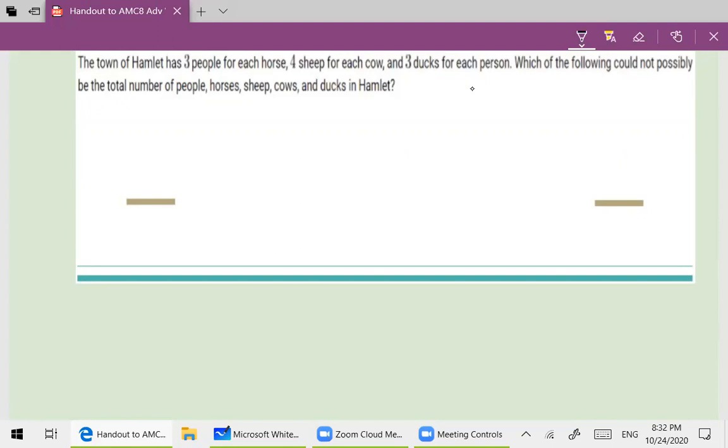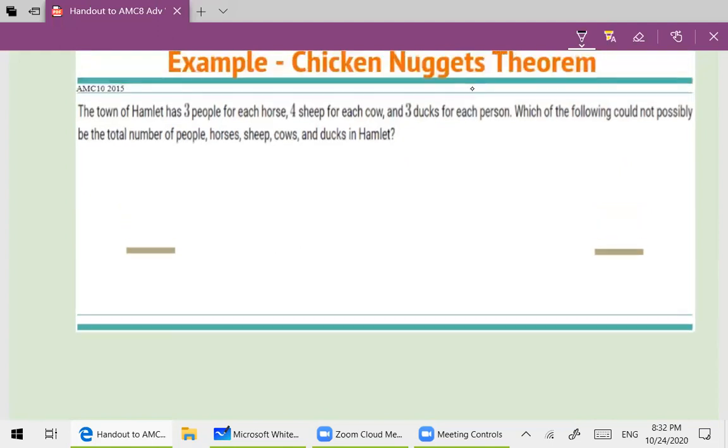Oh, right. And for here, ignore this. Instead, just do, okay, largest that cannot be. Okay, largest that cannot possibly be the total number of people, horses, sheep, chickens, whatever.